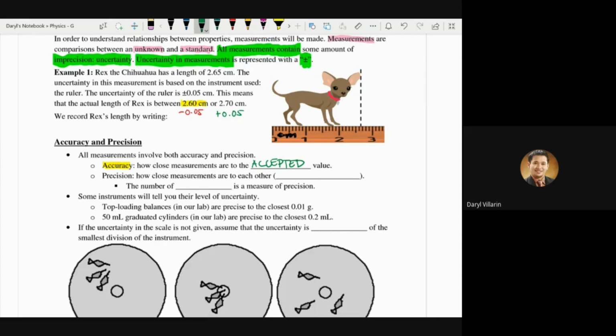And if you try to do an experiment verifying the density of water, well, you're going to compare your result to that accepted value. That would be your accuracy. So if it's higher or lower than that. So accuracy always means that you're comparing your measurement to the accepted value. So again, usually you see this one in tables.